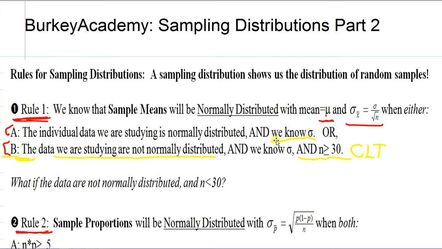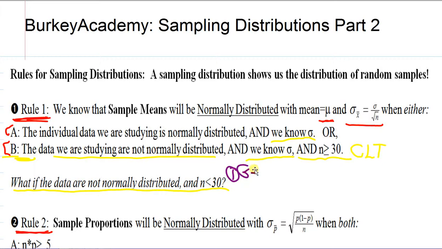Now, if you don't know the population standard deviation, then what do you do? Well, that's a subject for another video. But the short answer is use the t-distribution. But we're going to assume for now we know the population standard deviation. Now here's another question. What if the data are not normally distributed and the sample size is smaller than 30? What should you do? You basically have two choices here. Choice 1, get a bigger sample size.